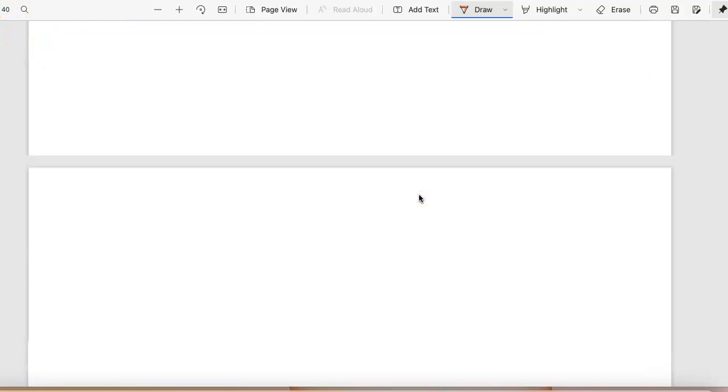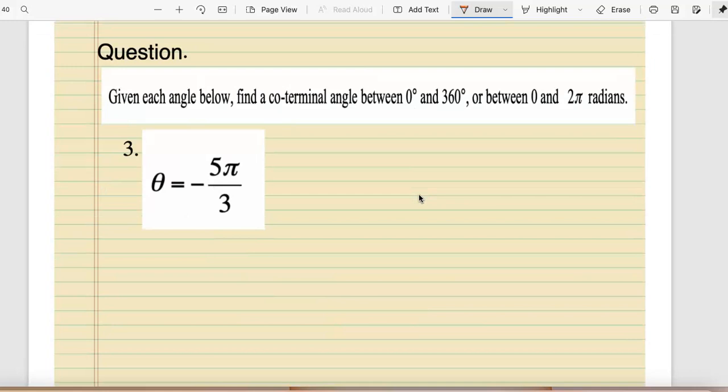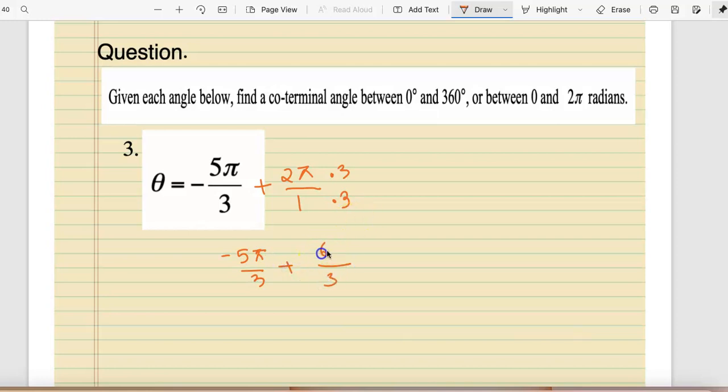Okay, let's see one more question. Given each angle below, find the coterminal angle between 0 and 360. We will not do any of those things. This is negative 5 pi over 3. Just add 2 pi to this. How do you add 2 pi? You can use your addition of fractions, or if you are confused, just put a 1 over here. How can we make this a 3? You need to multiply by 3, numerator and denominator. So negative 5 pi over 3 plus this 3 over here, that's 6 pi over 3. Now it becomes easy because the denominators are the same. So negative 5 pi plus 6 pi gives you pi over 3.